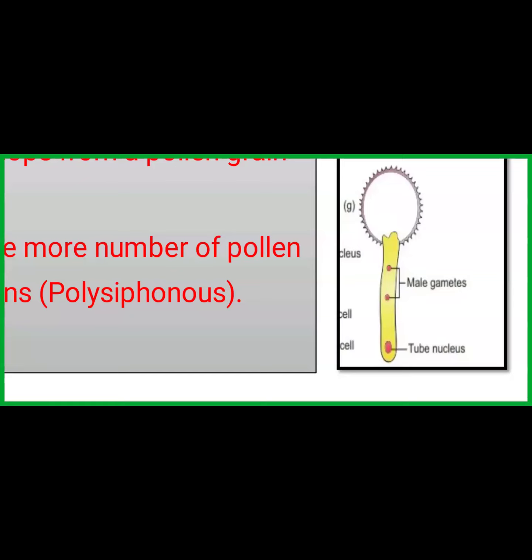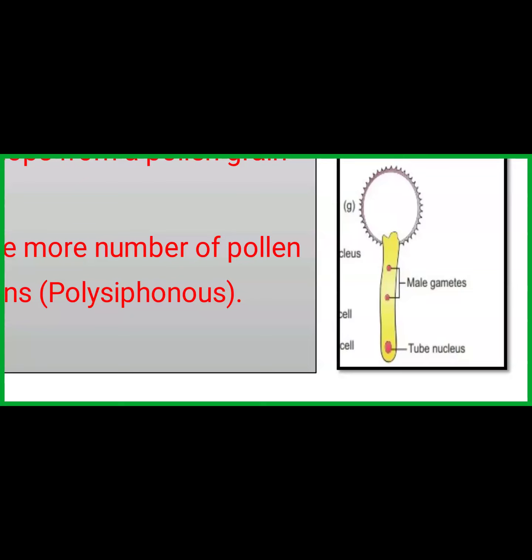So in some plants the male gametes are formed after the pollen has reached the stigma, for example Portulaca, and in some they form in the pollen tube, for example Euphorbia and Lilium also.